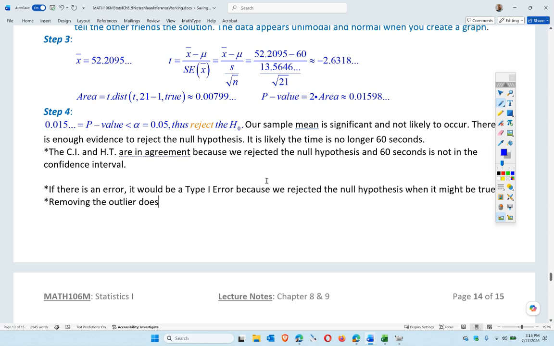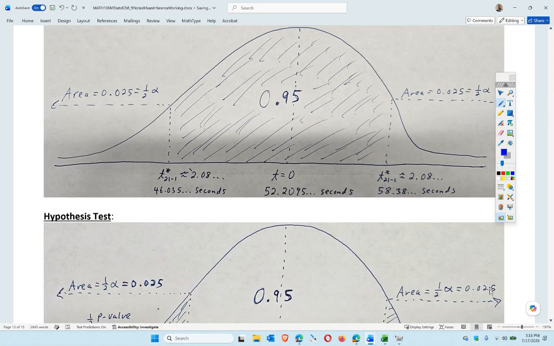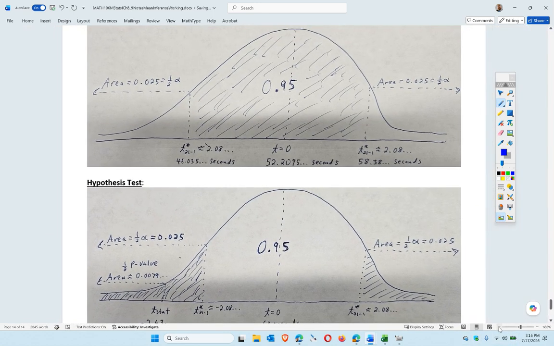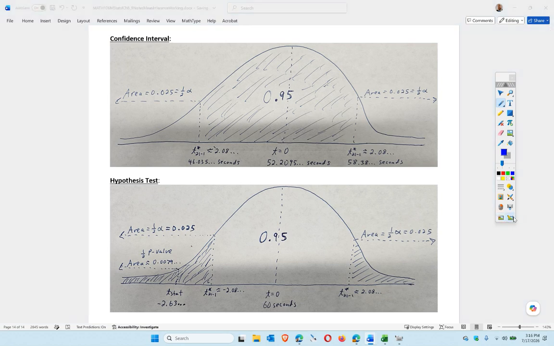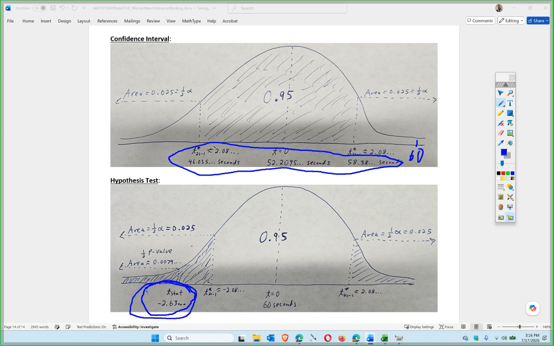Let's see. Okay, so first off, let's look at what we got here. In comparison, all right, so the t-stat was a very low value, 2.63. That's what we found, right? That is definitely in the critical region, which means we had to reject, okay? And the 60 is clearly not in here. The 60 is over here. So the confidence interval is telling us the true population mean is probably here, and this is saying it's definitely lower than it should be. We found enough evidence, basically, because we're in the critical region.